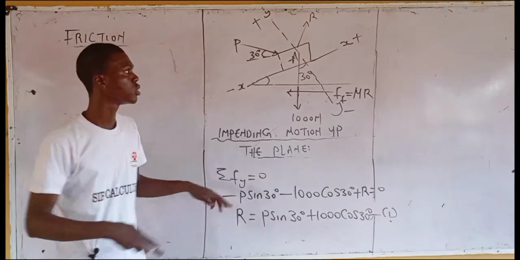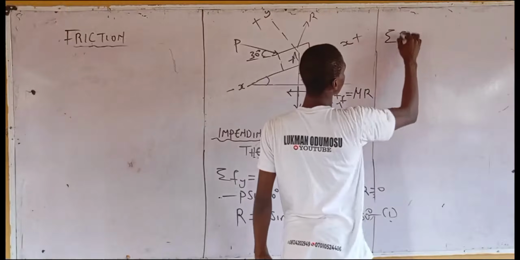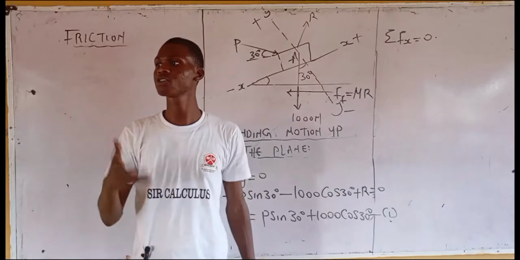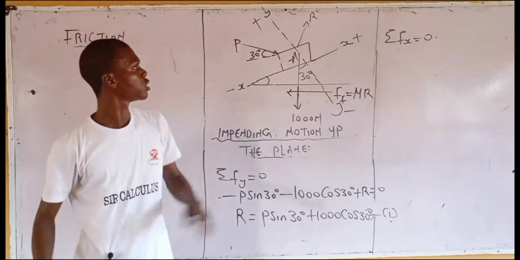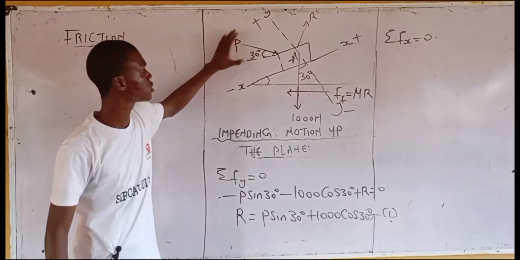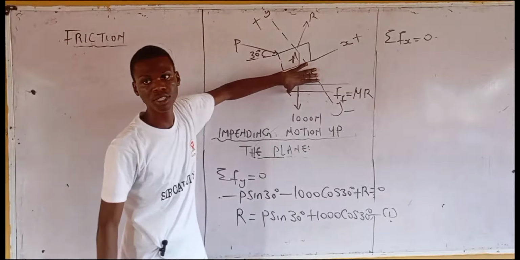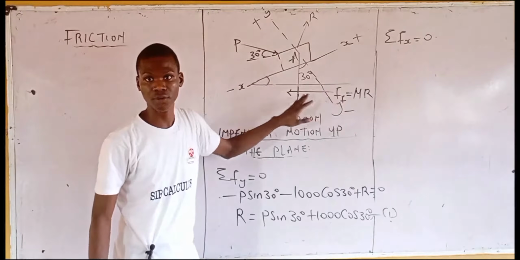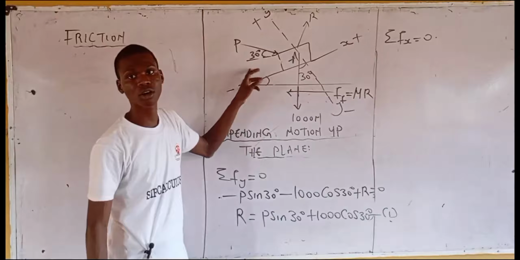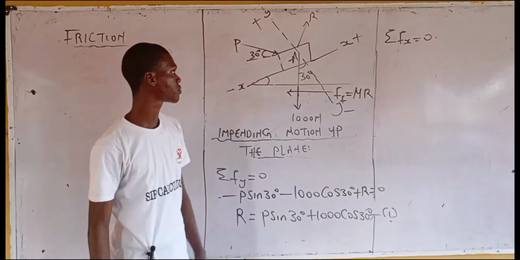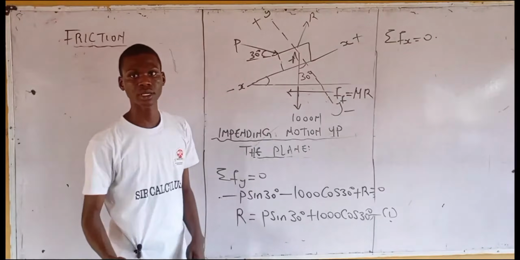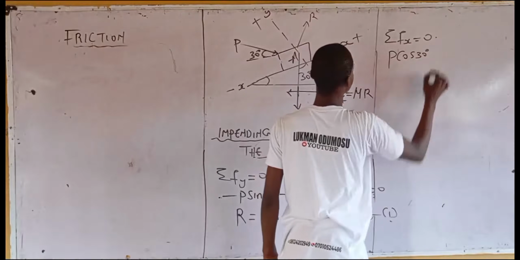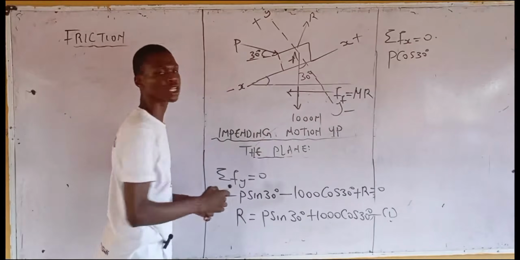Now, on to the next one, horizontal forces. For horizontal forces, identify how many horizontal forces do you have? 3. You can consider this being your horizontal force. You can consider this as your horizontal force. And lastly, obviously, this is a horizontal force, the frictional force. Now, resolve this in your horizontal component. What do you have? Positive P cos 30 degree. Right?